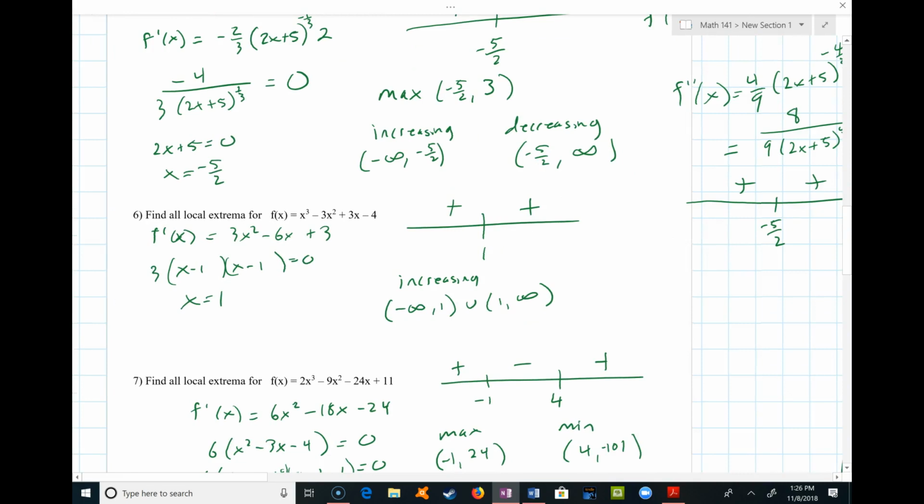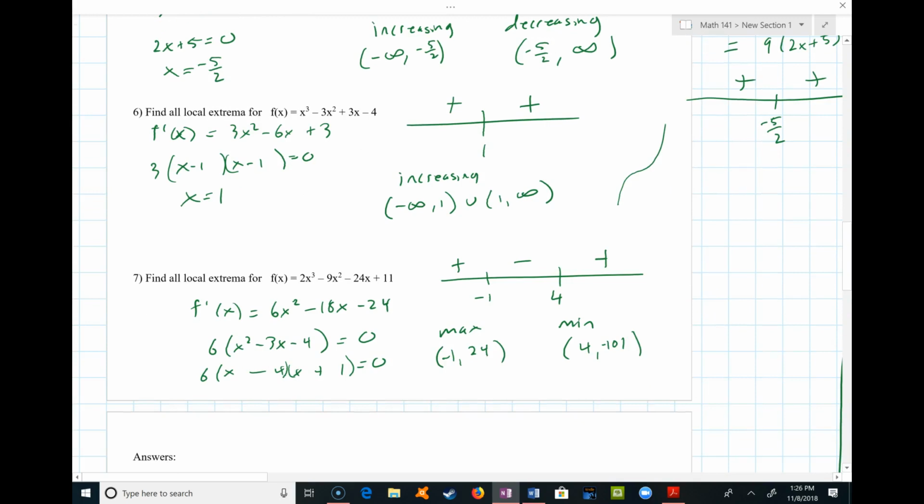Found out that the derivative is equal to 0 at 1 and defined everywhere. So we just had this fairly simple first derivative test, and notice that it's plus on both sides, so it's always increasing except for that point. So it probably looks something like that.